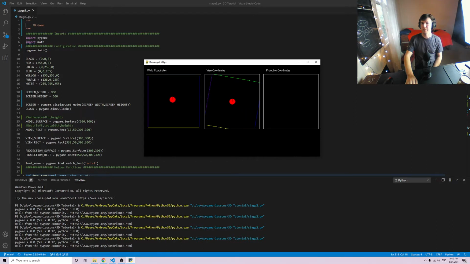So the basic philosophy here is whichever way the player spins, just keep them facing the same way and spin the world the opposite direction. So here I'm going to spin the player to the right. We can see in world coordinates they've spun to the right, but in view coordinates the world has actually spun to the left.